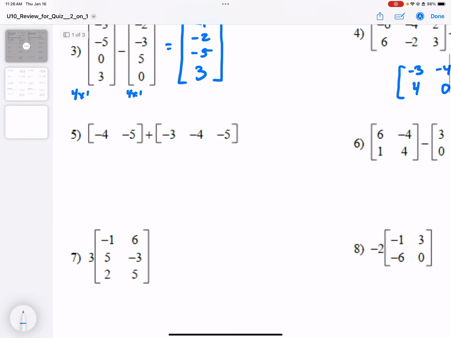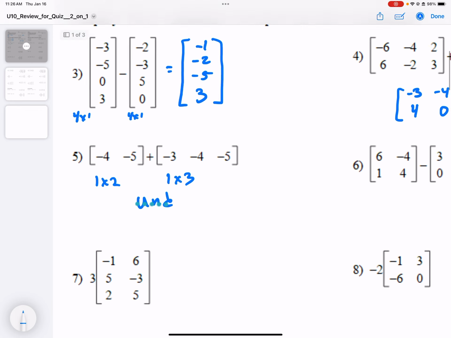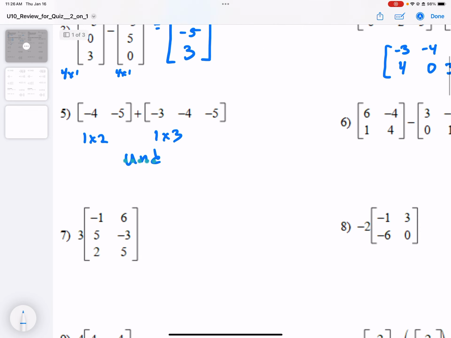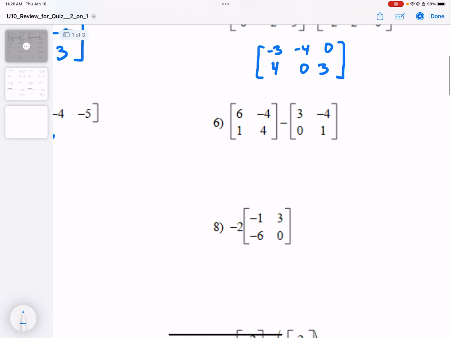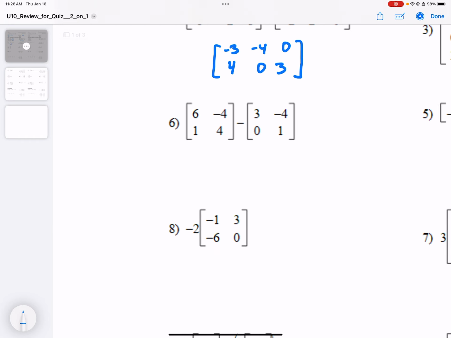Number 5, we've got a 2 by 1. Oops, let's try this again. We've got a 1 by 2. I'm not editing that, so we got a 1 by 2, and we've got a 1 by 3. They're not the same. So it told us to write undefined. I'm lazy, UND.